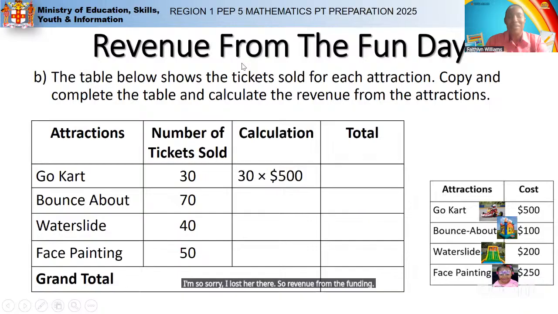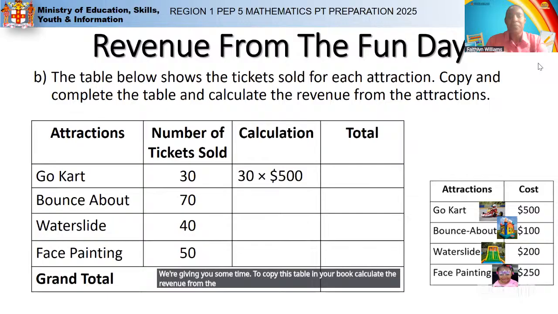So revenue from the funding. Look at this question. The table below shows the tickets sold for each attraction. Copy and complete the table and calculate the revenue from the attractions. We're giving you some time to copy this table in your book, calculate the revenue from the attractions, get the grand total, and then share. We're giving you about 1.5 minutes.